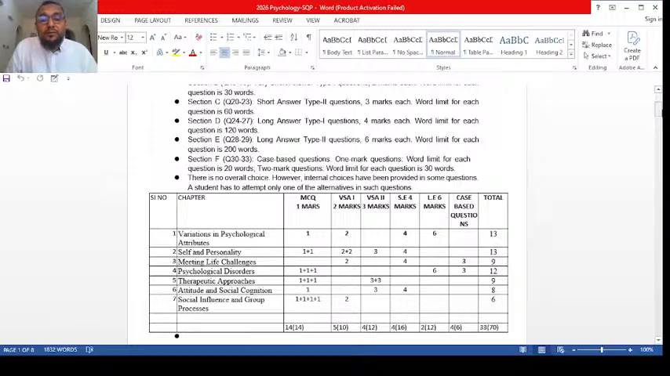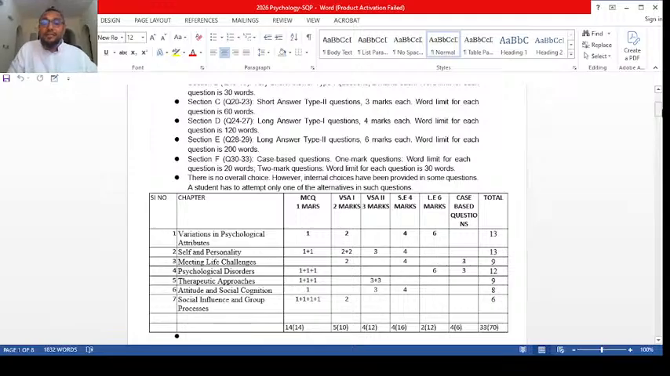Now chapter 2, self and personality, again has 13 marks weightage. Two 1 mark questions, two 2 mark questions, one 3 mark, one 4 mark. 4, 3, 7, 7, 4, 11, 11 plus 2, 13 again. Now chapter 3 we have 9 marks: one 2 mark question, one 4 mark question, and in the case based, 3 marks, 2 questions are there. So total it is 9 marks.